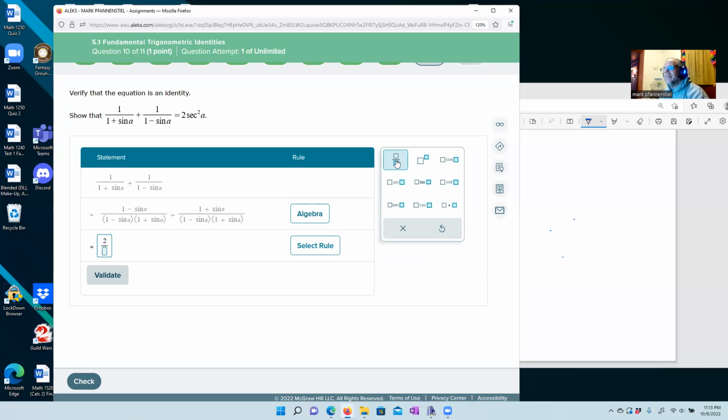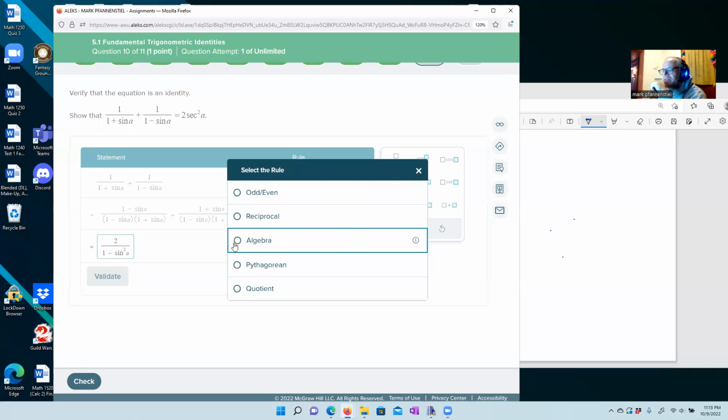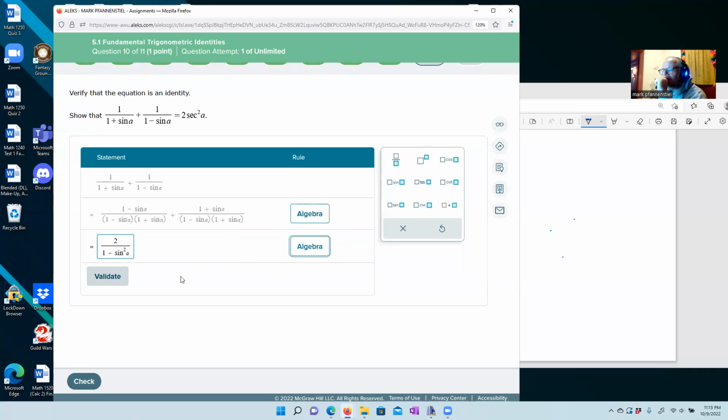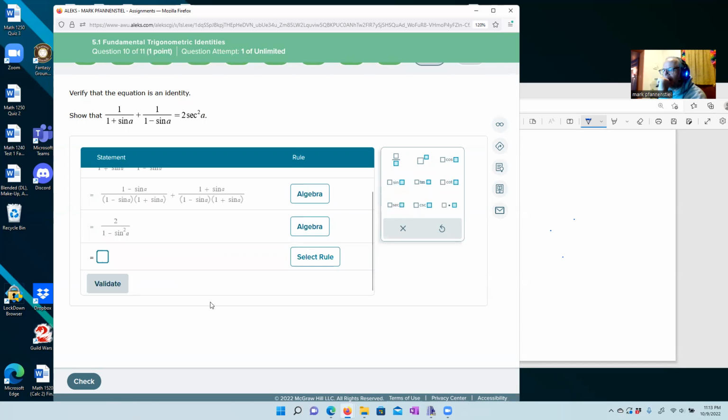over. Now, let's see. Can I multiply 1 plus sine A by 1 minus sine A? Let's see if they'll let us do this. So we'll say 1 minus sine squared A. And let's see if they actually let us get away with that. Okay. Our rule is, when in doubt, we use algebra, because all we did was add 2 fractions.